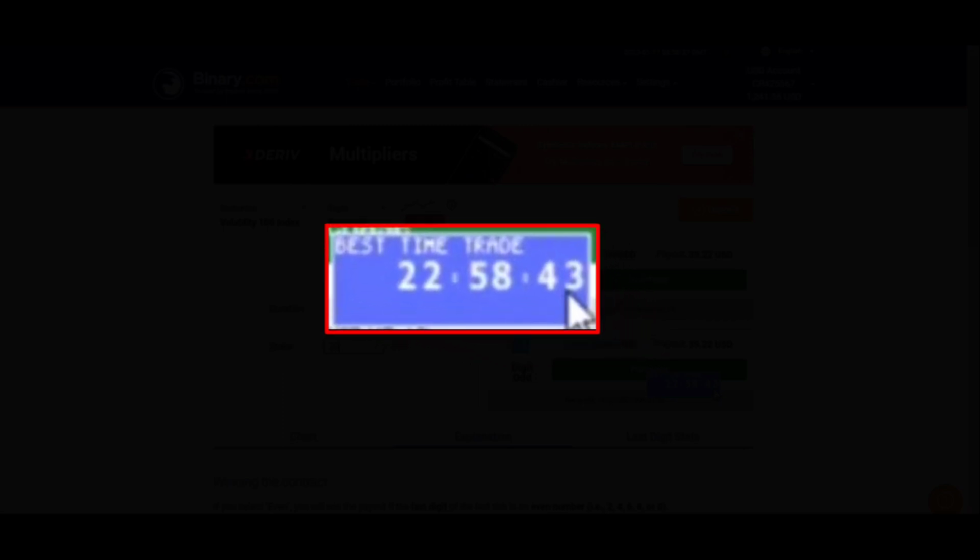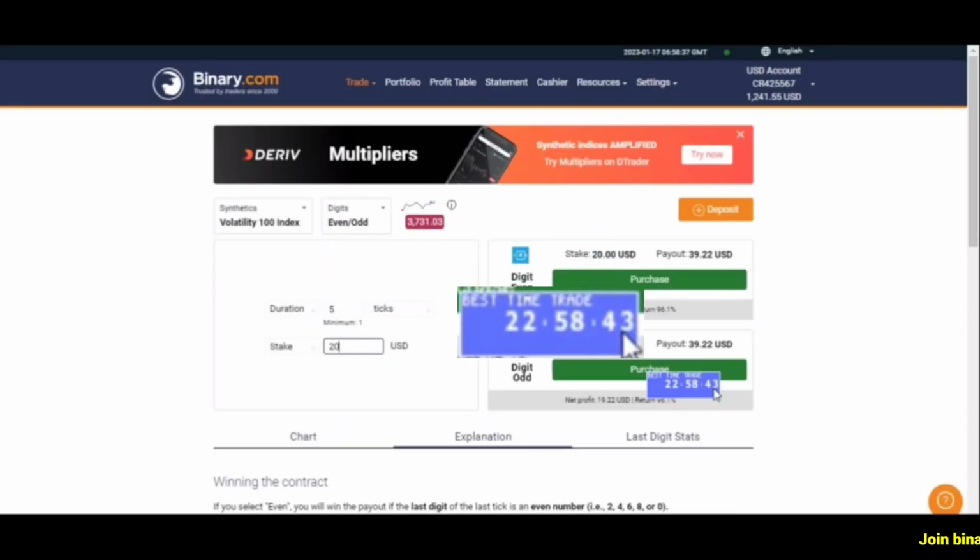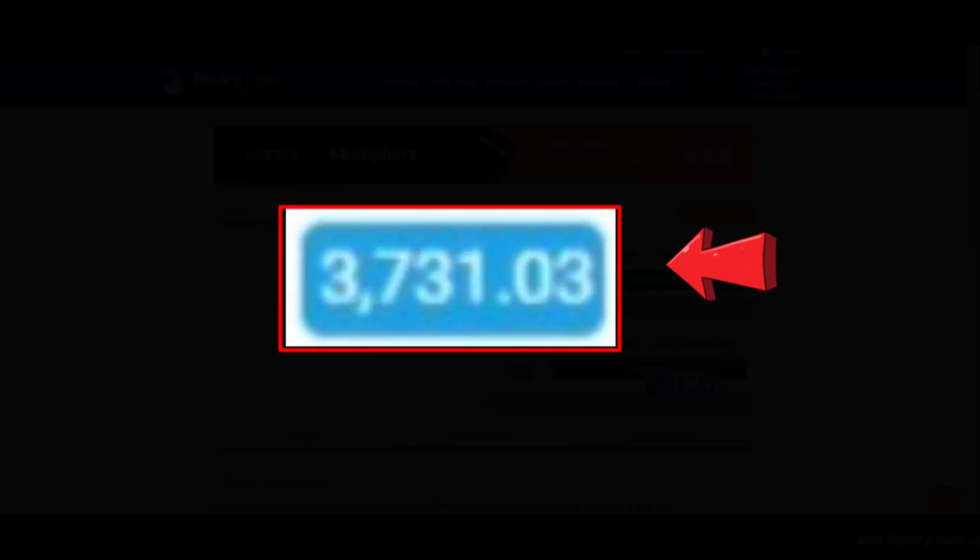Start the analysis when the clock is at 00:30 seconds. See the final number that comes out in this little graphic. When an odd number comes out 3 times in sequence at the end, then make an odd number purchase.